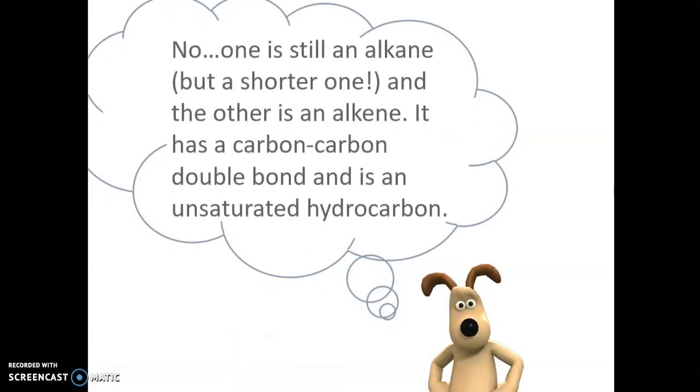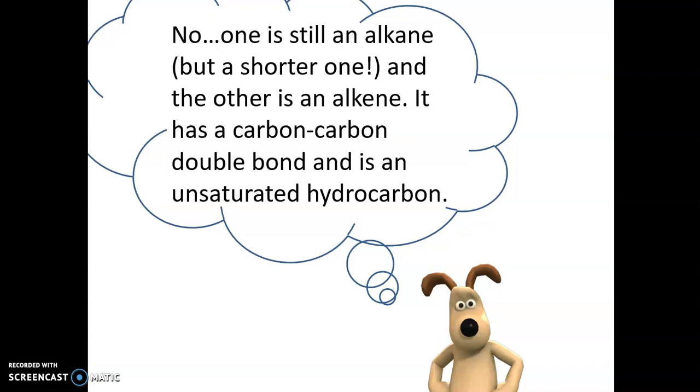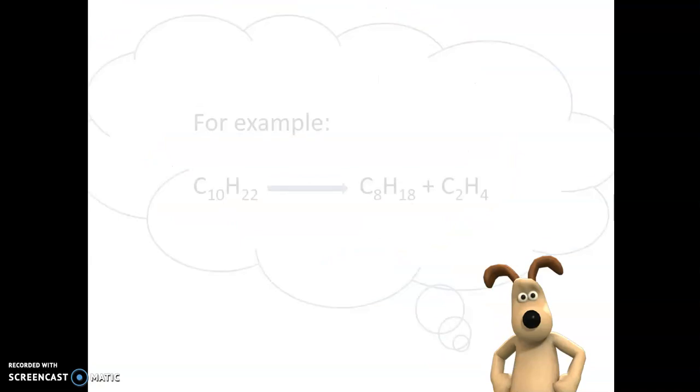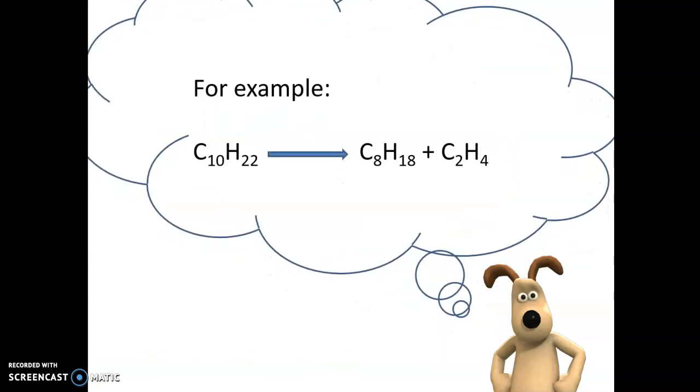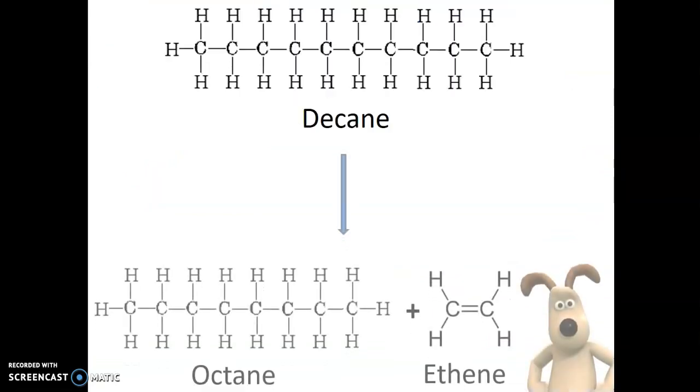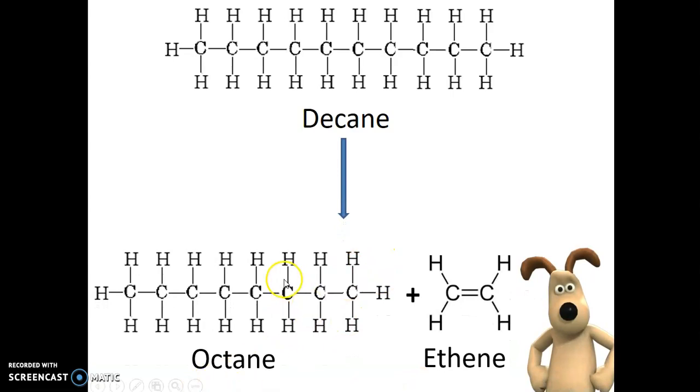So the two pieces are not the same. One is an alkane, but the other one will be an alkene with a carbon-to-carbon double bond, and it is unsaturated. So, for example, decane could be split into C8H18, which is octane, that's the alkane, and C2H4, which is ethene, which is an alkene, because it only has twice as many hydrogens as carbons. So looking at it there, there's octane, 8 carbons, 18 hydrogens. There's ethene, 2 carbons, 4 hydrogens, because of the double bond.